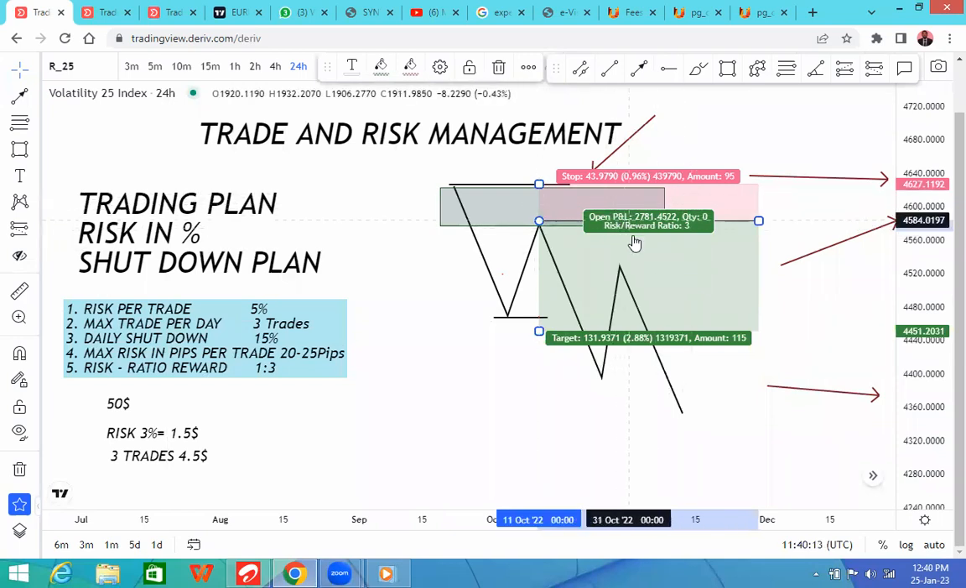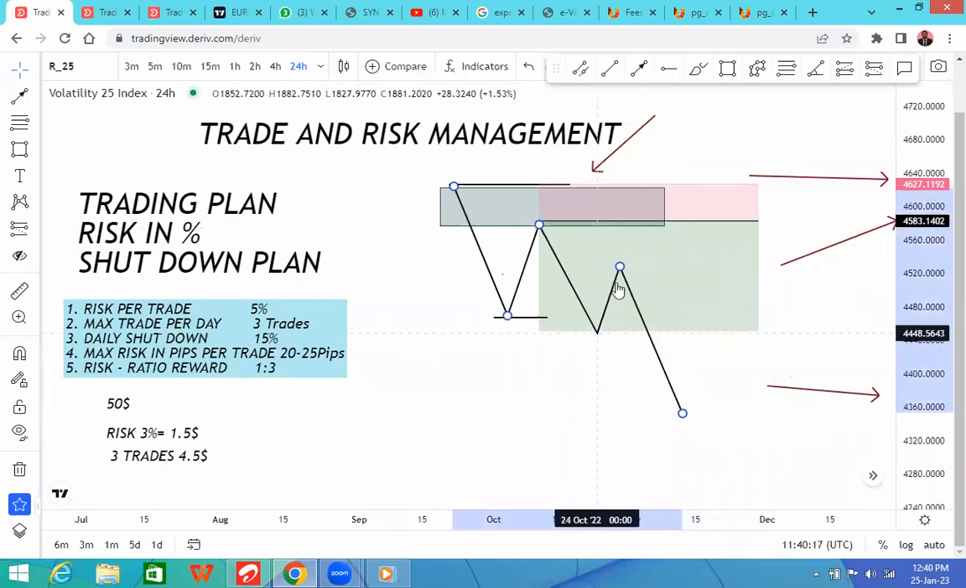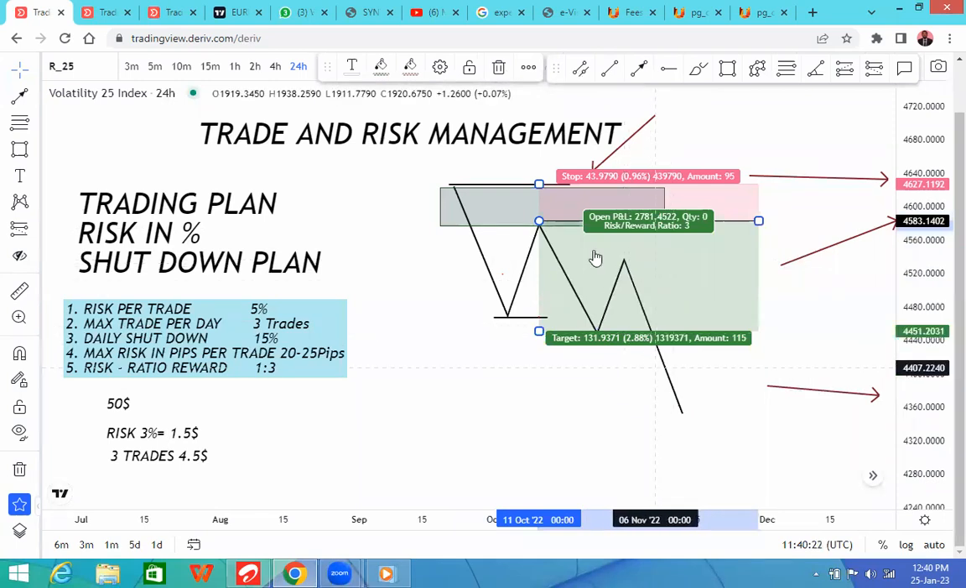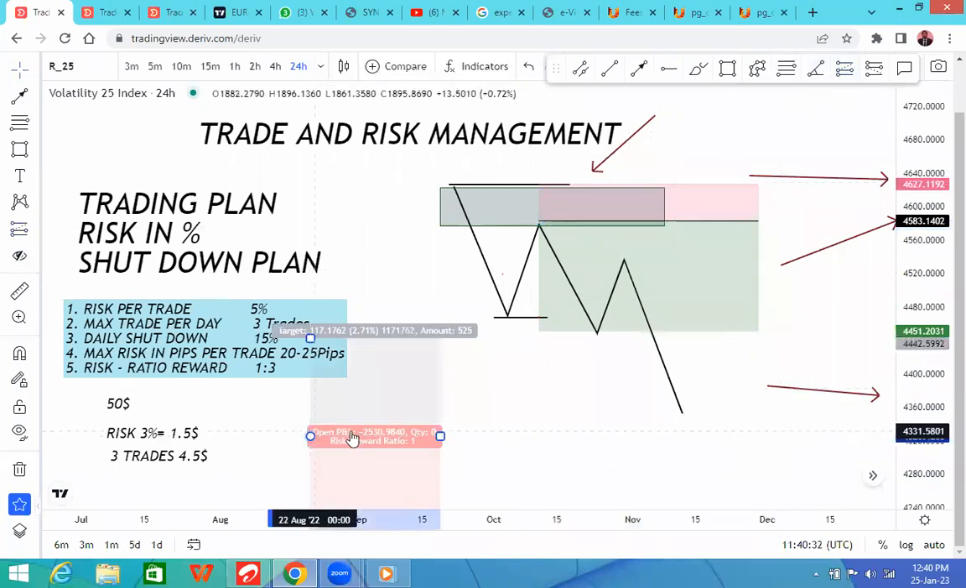If this trade comes and hits your target, you make $9. You are risking $10 here. If it hits your target, you are going to make $30 from $10. This is how to use this. Then for the buy, that's for the sell. This is for the buy.